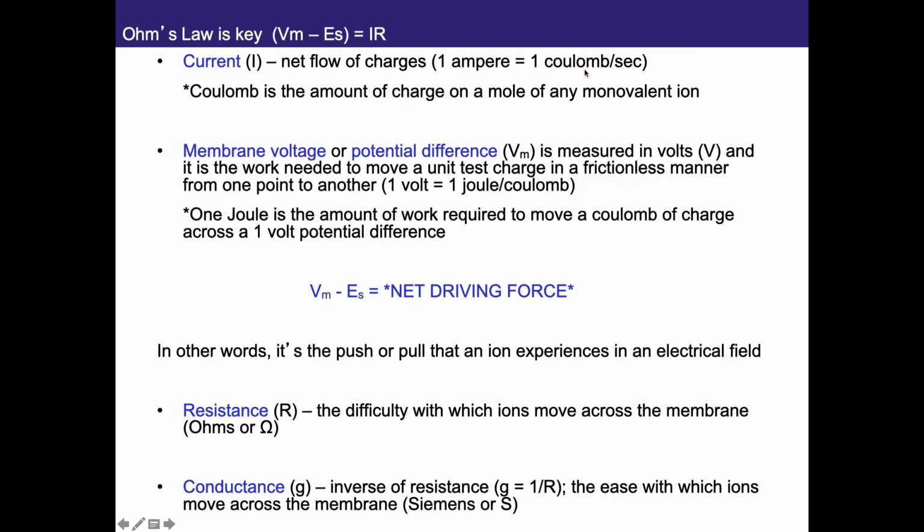Okay, so a coulomb is the amount of charge on a mole of any monovalent ion. A monovalent is an ion that has only one charge. Divalents have two charges, like calcium and magnesium. It's a unit of charge, okay? I think about it as a river of charge, right? A river of positive or negative ions moving about. Okay, so let's move on.